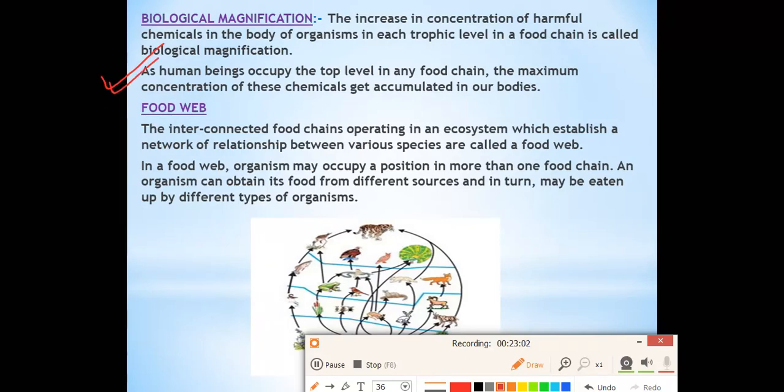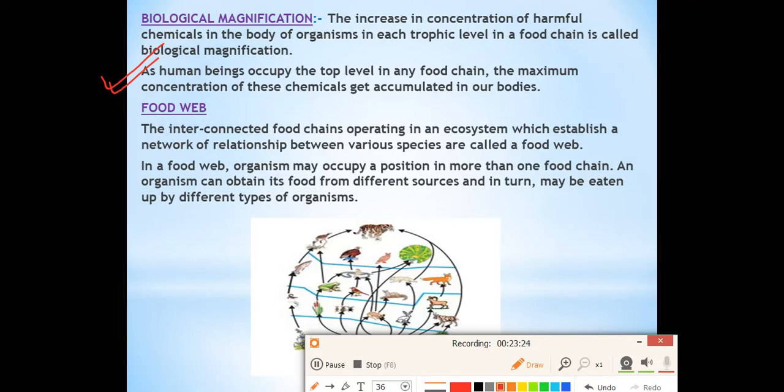As human beings occupy the top level in the food chain, the maximum concentration of these chemicals gets accumulated in our body. Right? We eat different types of plants and animals, and at last we are humans, right? So we are the last level in the food chain, and we are getting those harmful chemicals in our body. All the chemicals will be accumulated in our body.